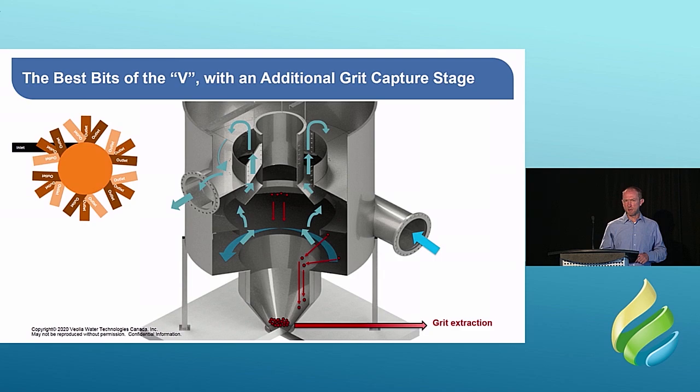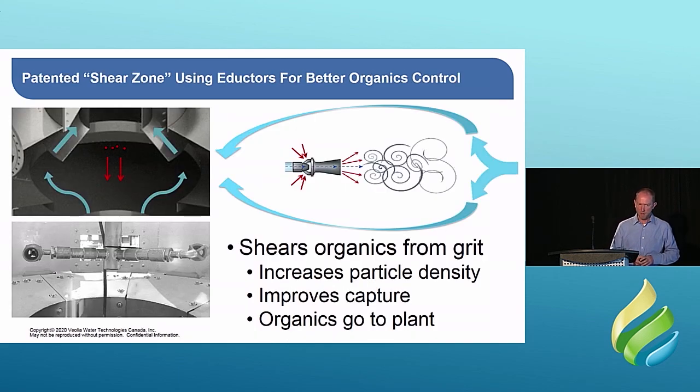But then you've got that dead zone where the grit is going to get hung up. So that's why we put that cone in there, to create that dead zone deliberately, because that's where we do this organic separation thing. How we do that is by putting eductors in that area, in that dead zone. Eductors are kind of like jets. How they work, you can see on the graphic on the right there.